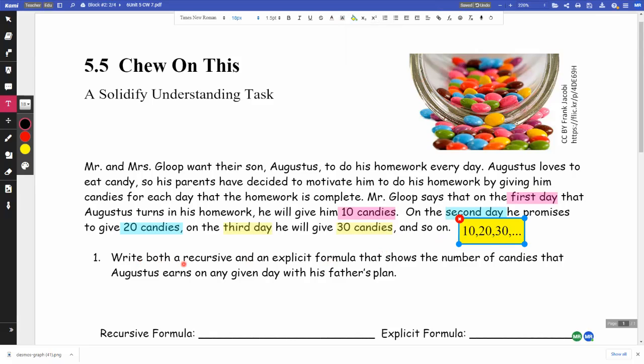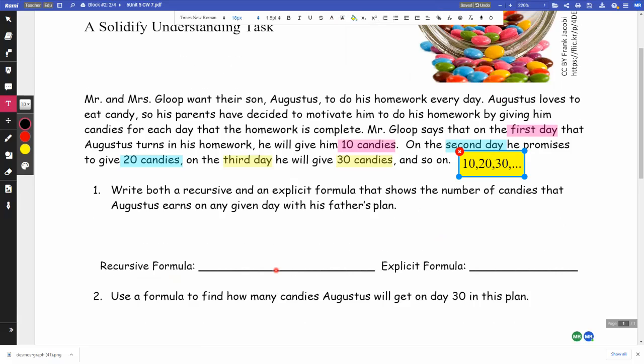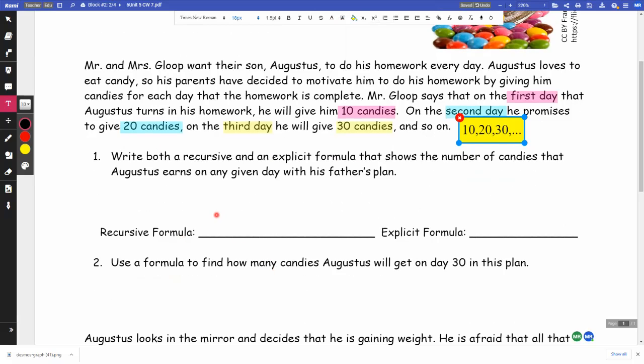Now, we're going to write both a recursive and an explicit formula that shows the number of candies that Augustus earns on a given day with his father's plan. So here, I'm going to get an equation box. Now, you can click here, but if I get out of this text box, I just click anywhere on the screen, and I'm out of it.